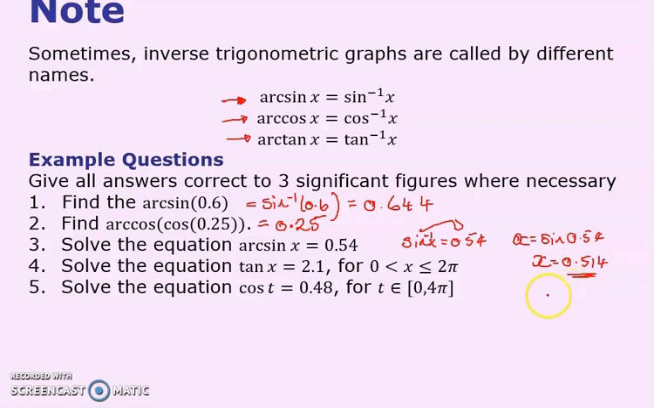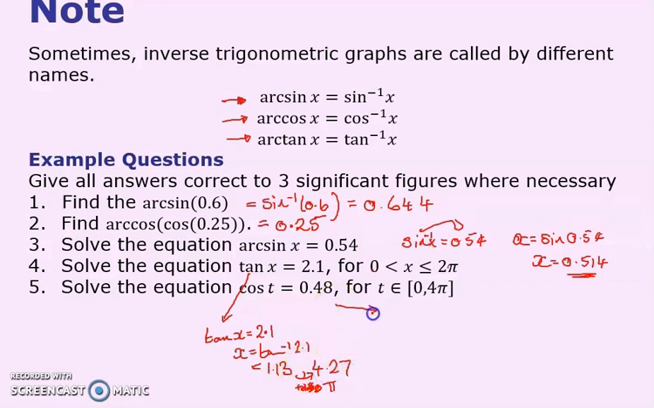The next one says, solve the equation tan x equals 2.1. Well, let's do that one here. Tan x equals 2.1. Now, it's in radians. It wants answers between 0 and 2 pi. Bear that in mind. Our first job is x equals the inverse tan of 2.1. Inverse tan of 2.1, and I get 1.13. And you may recall you add on 180 degrees, but now we're adding on pi because we're in radians. So if I add on pi to that, I get 4.27.